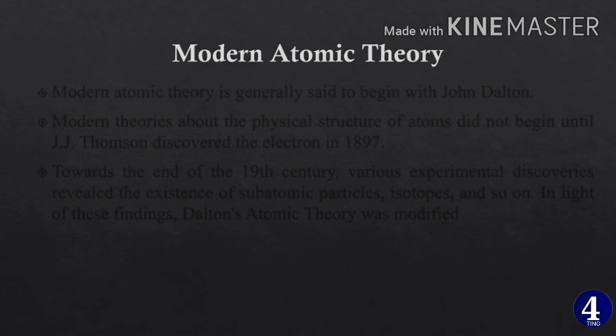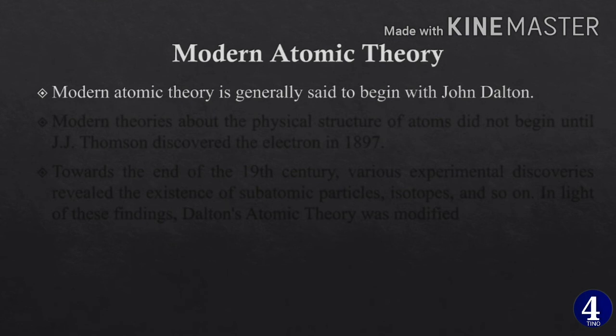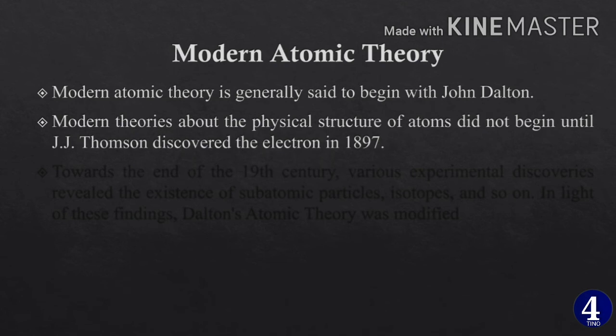By the way, Dalton himself is considered to be the beginner of modern atomic theory. We have seen that because he discovered the presence of atoms, which are vital for modern science. But modern theories about the physical structure of atoms did not begin until J.J. Thomson discovered the electrons in 1897. Okay, until 1897, they were believing that atoms are not structured.